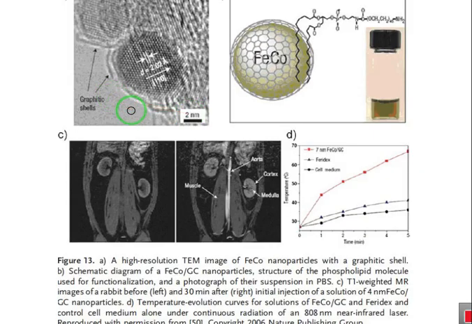In this slide, we see the use of iron cobalt nanoparticles again for the MR imaging, but the problem with these iron cobalt nanoparticles is that they are toxic, they are non-degradable, and they stay in the body forever. They have been functionalized with PEG polymeric chains on their surface to prevent opsonization, and as you see here, they have improved the quality of the MR images.